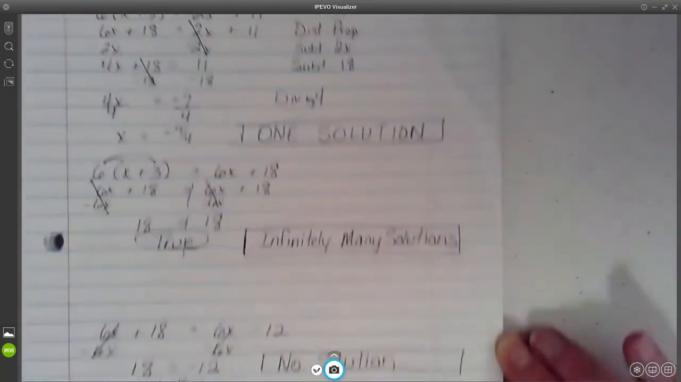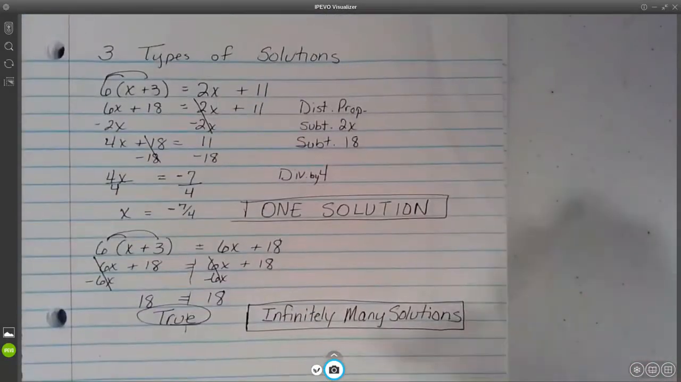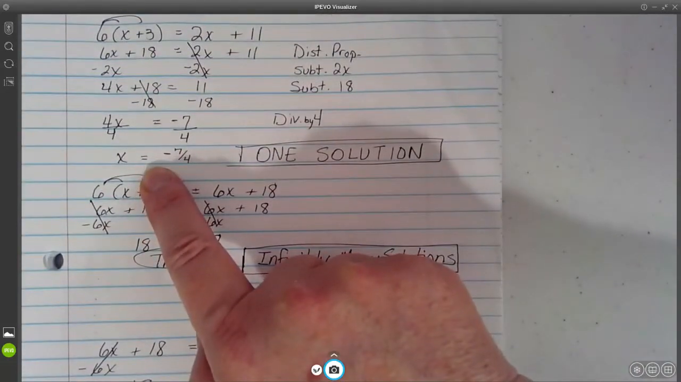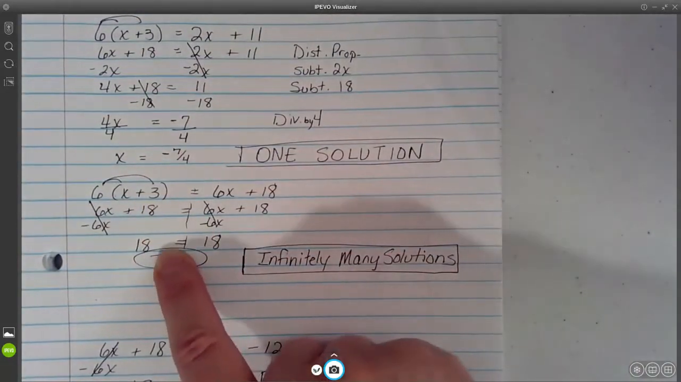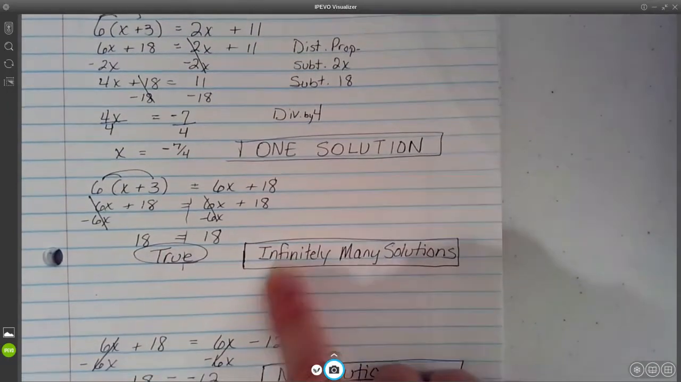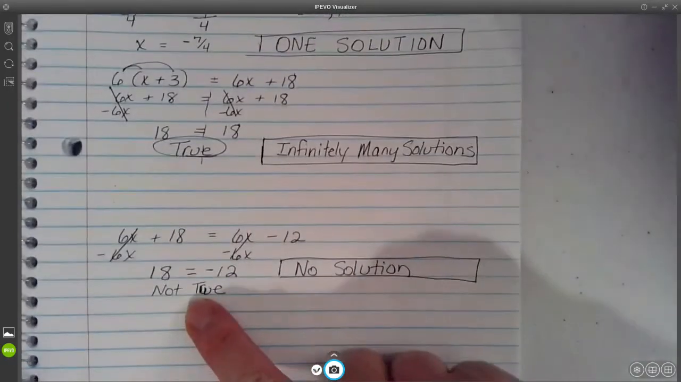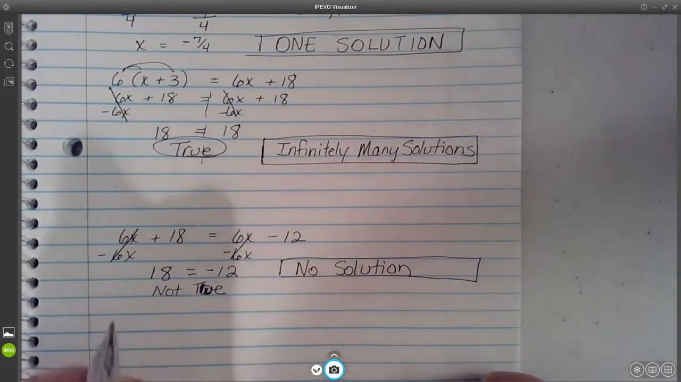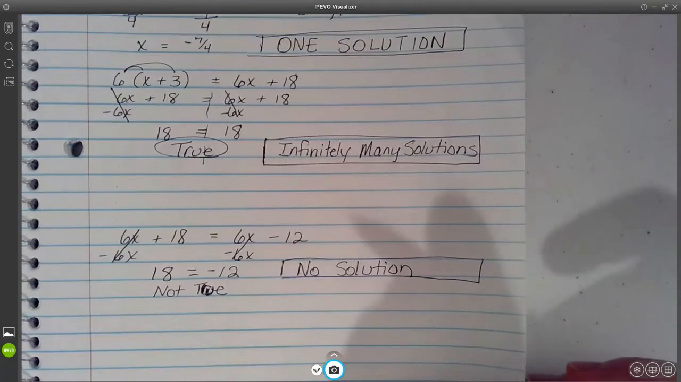So during this week, you should have noticed in your work that you could get 3 types of solutions. It would work out, which is one solution. It cancels everything, but what you have left is true. That's infinitely many solutions. Or it cancels and what you have left is not true. When what you have left is not true, that is no solution.